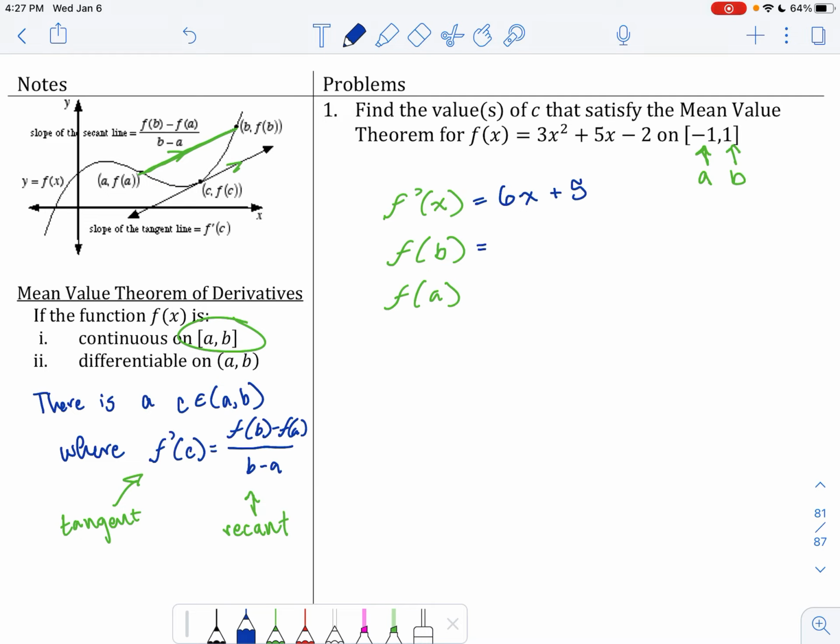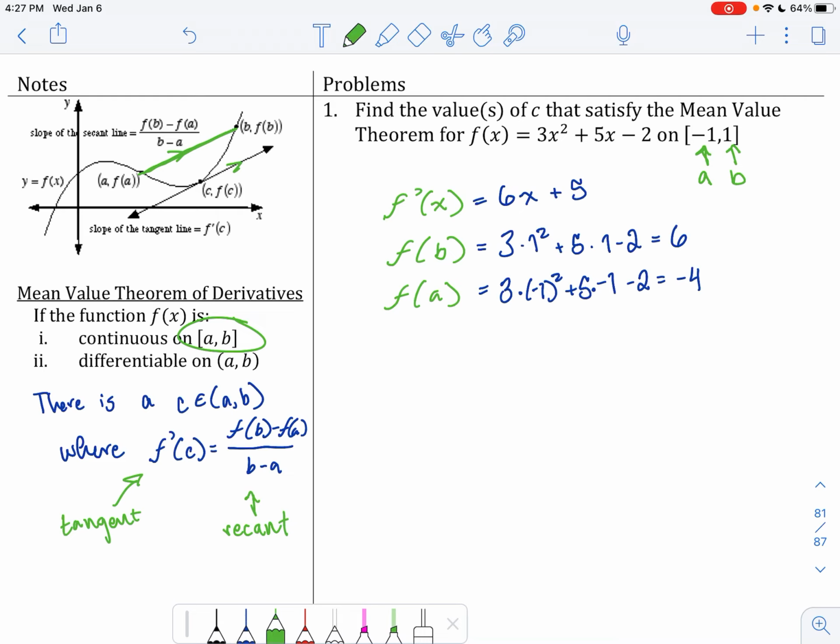F of b, well, b is 1, so this would be 3 times 1 squared plus 5 times 1 minus 2. So f of b would then equal 6. So 3 plus 5 minus 2. For f of a, here we have 3 times -1 squared, which is just 3, plus 5 times -1 minus 2, which is -4.